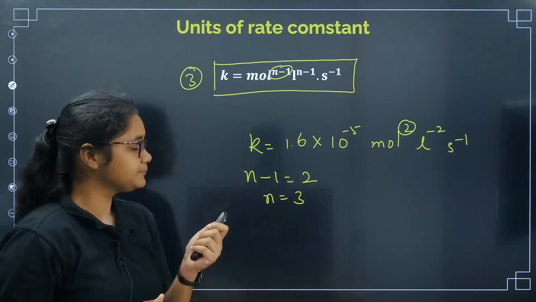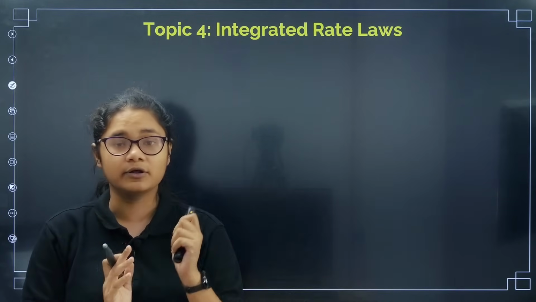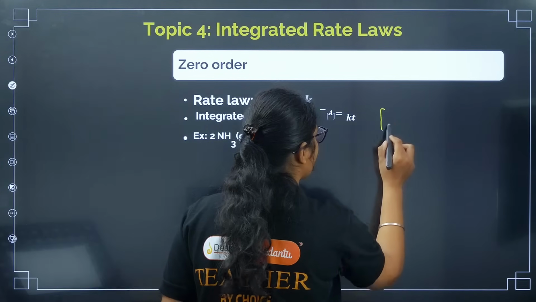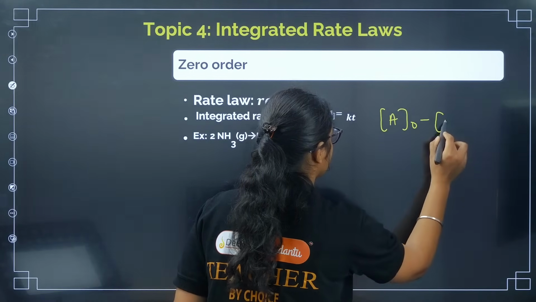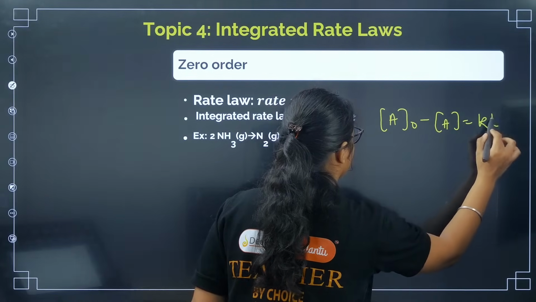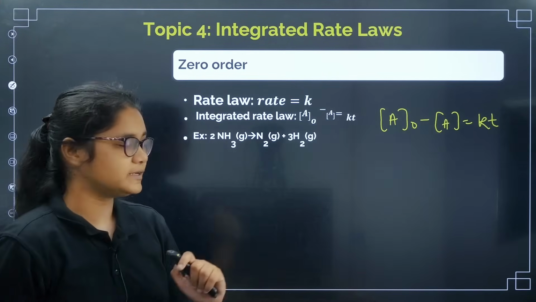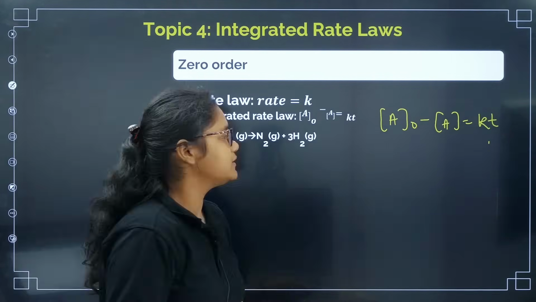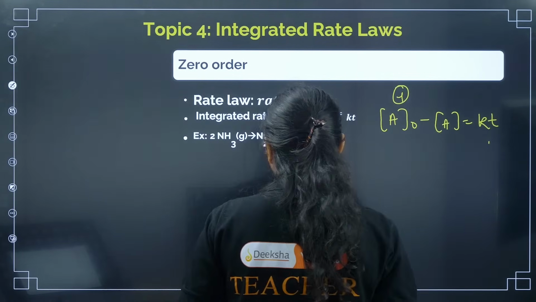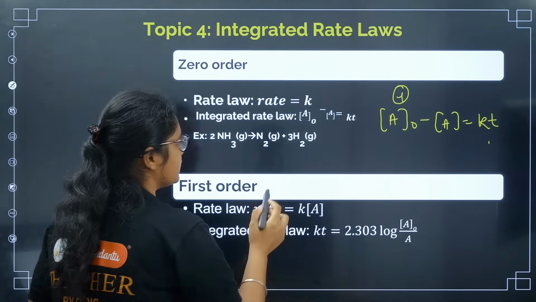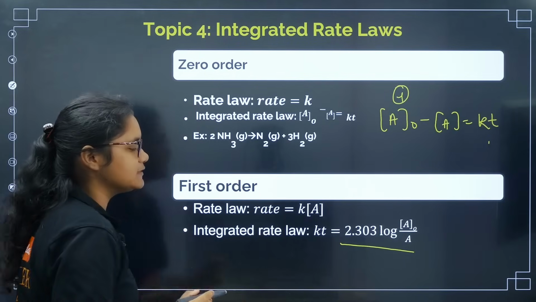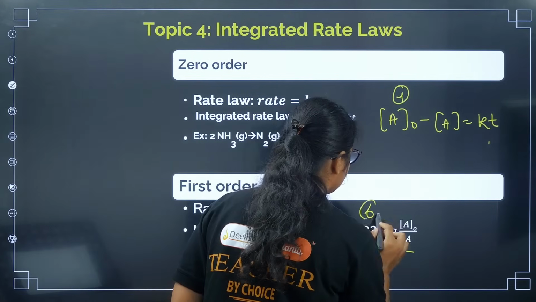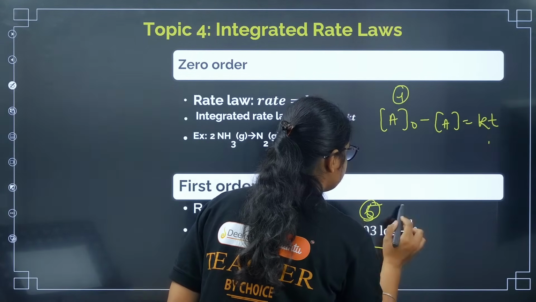Such questions are asked. Now coming to integrated rate laws, very, very important one. So for zeroth order, what is the equation? A naught minus A is equal to KT. A naught is the initial concentration, A is the final concentration, K is the rate constant, T is the time. Now this is my fourth formula. Now for first order reaction, KT is equal to 2.303 log A naught by A. All of you must be knowing this formula, very important formula. This is my fifth formula.